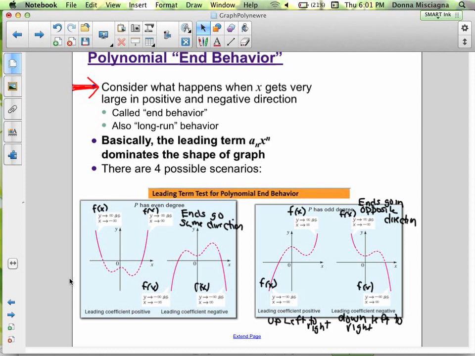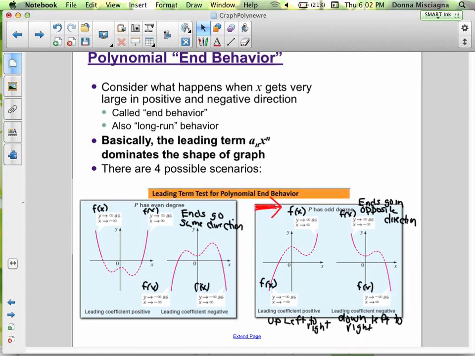So y is going to go to positive infinity, right? If your leading coefficient is positive, regardless of whether x goes to negative infinity or positive infinity. And then it's going to go to negative infinity if your leading coefficient is negative, regardless of whether x goes to negative infinity or positive infinity. And if you need to review end behavior, we did a whole lot on that when we were talking about the shapes of the graphs.